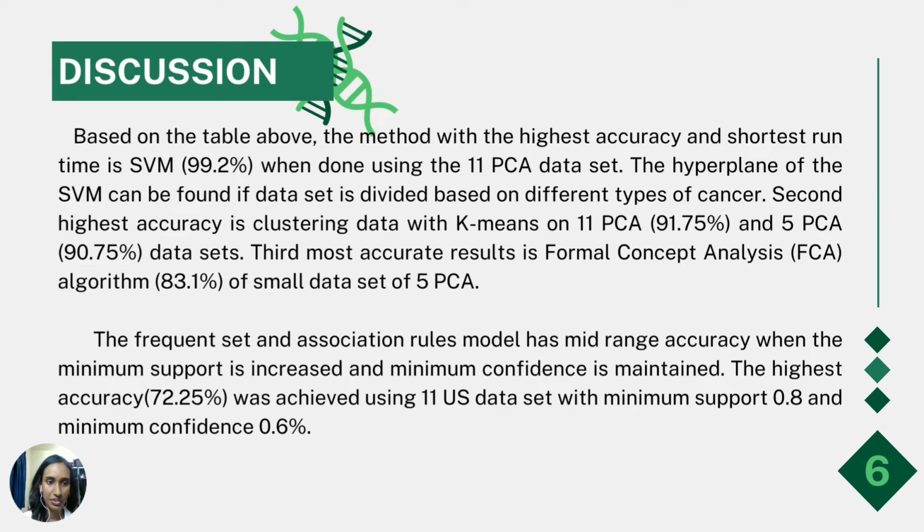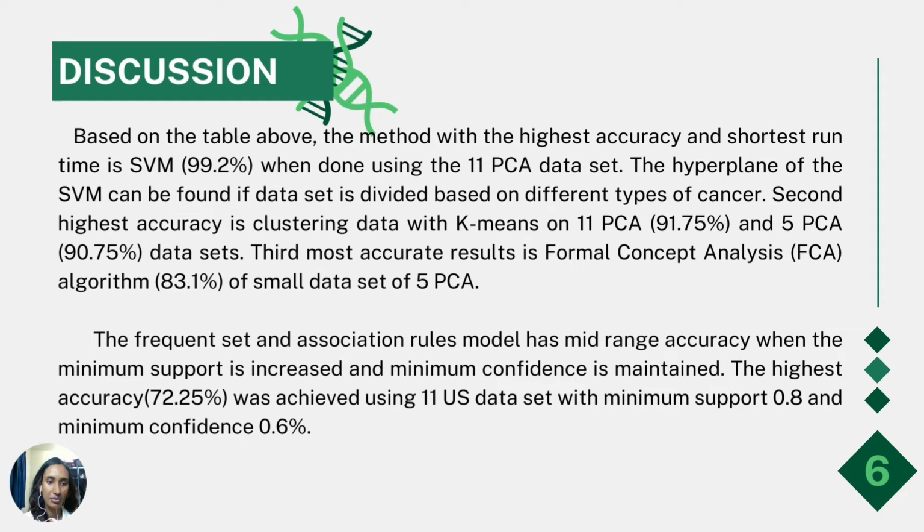So as for the discussion, based on the table above, the method with the highest accuracy and shortest runtime is SVM at 99.2% when done using 11 PCA dataset. The hyperplane for SVM can be found if the dataset is divided according to the types of cancer prior to the processing of the data.